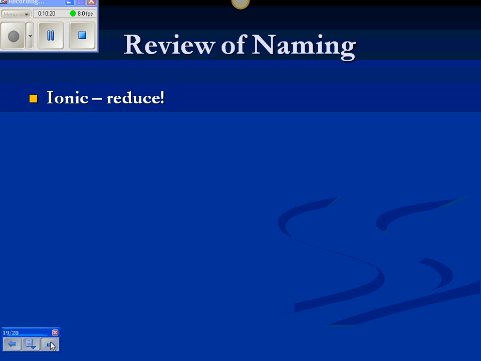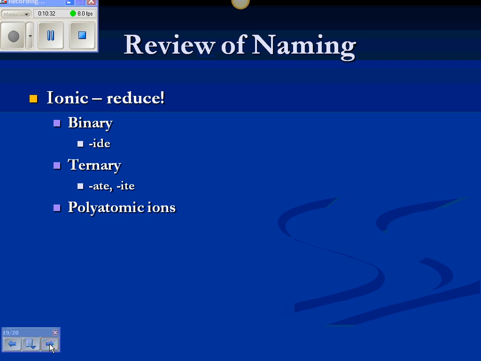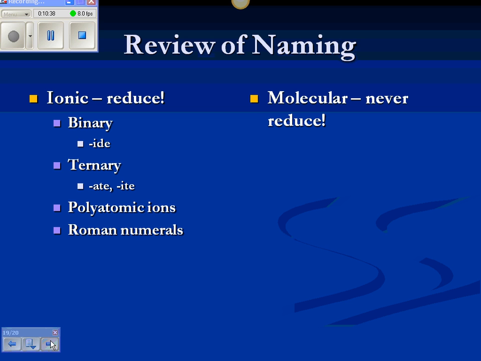So I'll review. If we have some ionic compounds and it's binary, we just end the ion in "ide." Okay, calcium oxide. If it's ternary, that means we have a polyatomic. It's going to end in either "ate" or "ite." Those polyatomic ions, make sure you memorize those. Roman numerals, the elements that require a Roman numeral, lead, copper, and so on. We have molecular. Never reduce those. Remember, we have special namings based off of prefixes. Just tells me how many of each one we have.